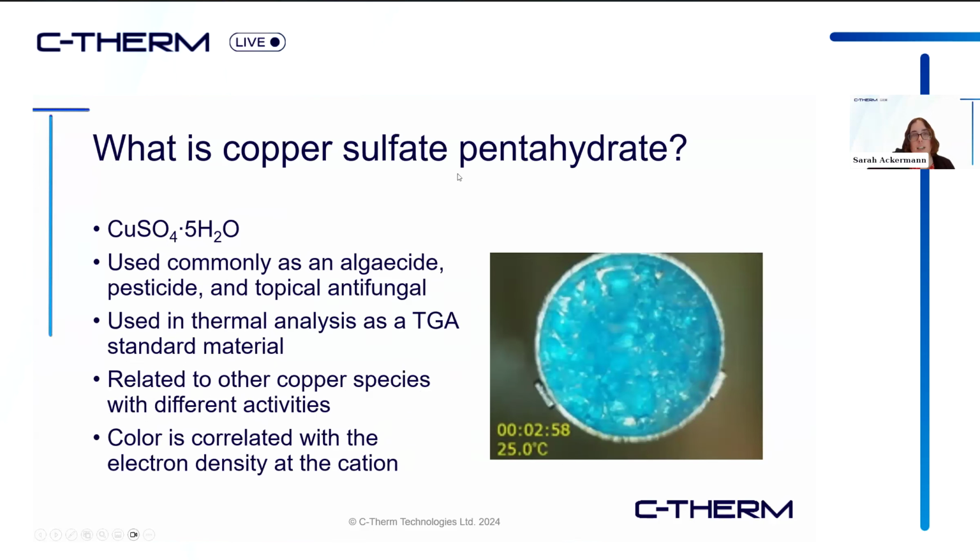The next application note we'll take a look at is a classic TGA standard material. Actually, it's used to validate a lot of TGAs on the market. It's copper sulfate pentahydrate, a material with a really well characterized dehydration. So we know what temperature and how much mass is going to come off of it, which is why it's used to validate a lot of TGAs.